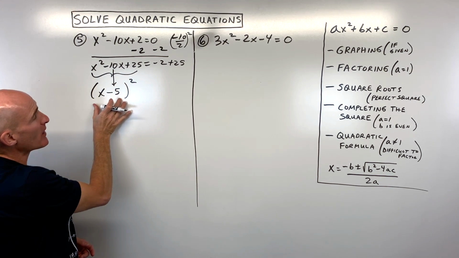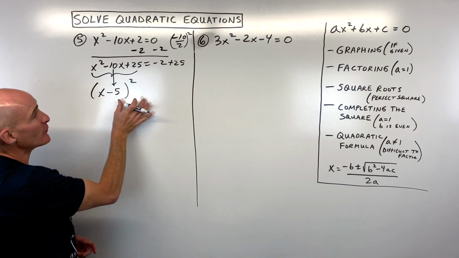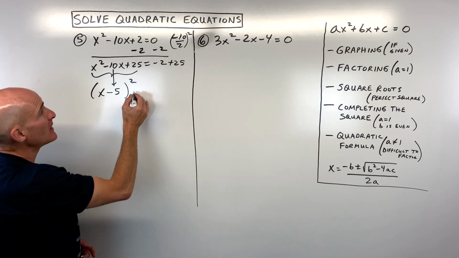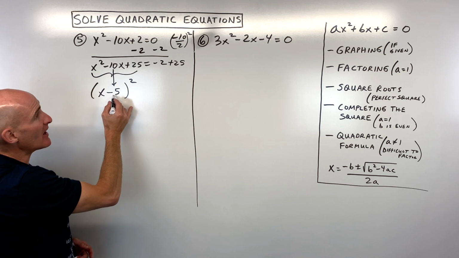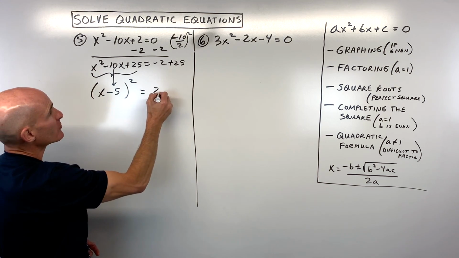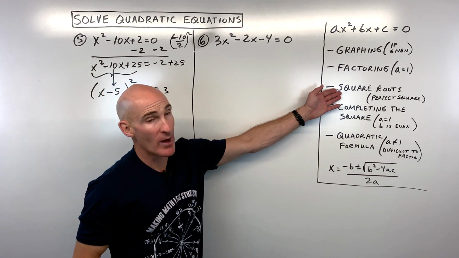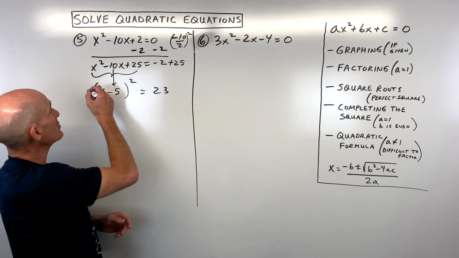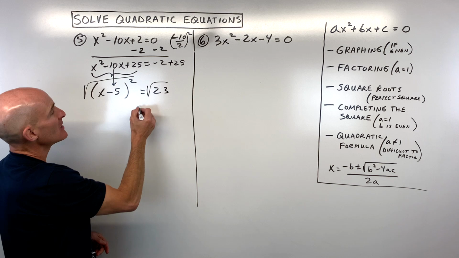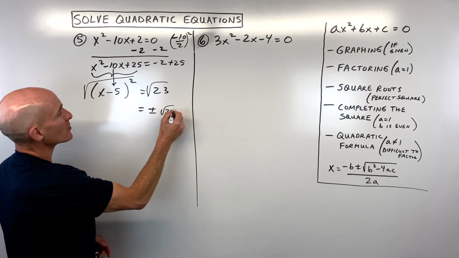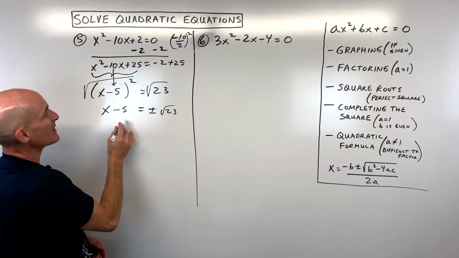You can check your work by writing x minus 5 times x minus 5 and foiling. You'll get back the original. If this was plus 10x, this would be plus 5. And that equals 23. And now all we have to do is use what we did when we did the square root method. Because this is a perfect square, you can just take the square root of both sides. So that's going to give us plus or minus the square root of 23, x minus 5.